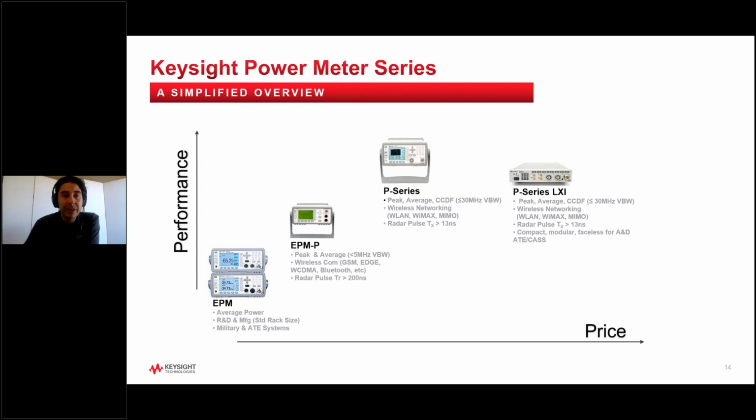Now, I know that we're going to be dedicating most of our time today to power sensors, but I'd be remiss if I didn't point out at least the few different types of power meters that you might see in the lab and have access to. Overlaid performance and price, we can see that we have our EPM variety. They measure average power very well, and you'll find these in R&D and manufacturing, potentially even in a test lab. We have our EPM-P series, which has also applications within the comms industry, and those can measure both peak and average.